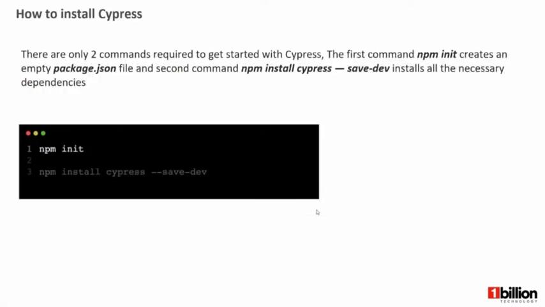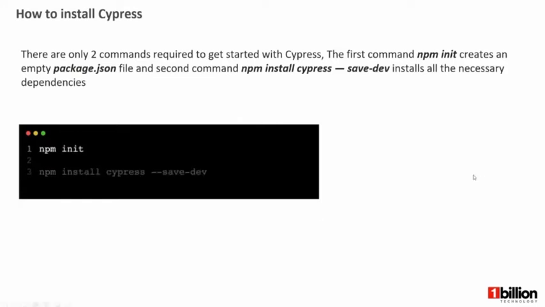So how to install Cypress? It's a very simple process. Before installing, you have to make sure you have already installed Node.js, right? Cypress is based on Node.js, so you have to install Node.js first. npm comes with Node.js. So you can create a folder for your project, and you use this npm init command.